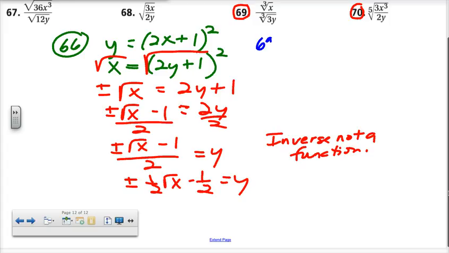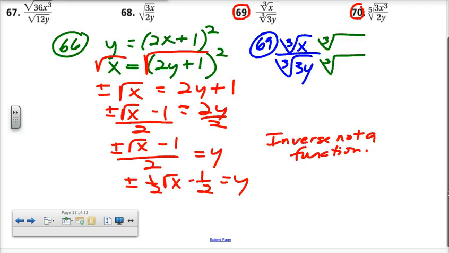Number 69 says we've got the cubed root of x over the cubed root of 3y. If I put those together under one radical, there is nothing I can do with it. That just can't be simplified any further. So what I have to do is think about how do I get rid of that radical in the denominator. Remember, to get rid of that, we need our index to match our powers. So this is a 3 to the first. I'm going to need 2 more of those 3's because when you multiply similar bases, you add the exponents. I'm also going to need a couple of y's. And whatever I do to the bottom, I have to do to the top.